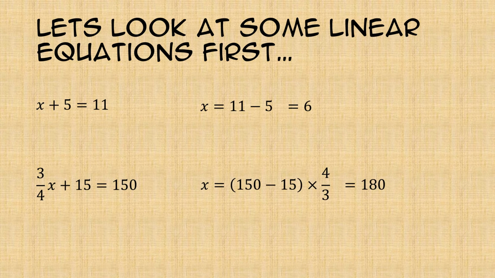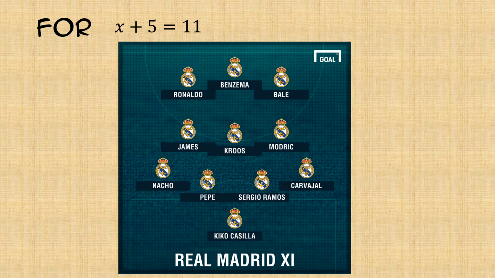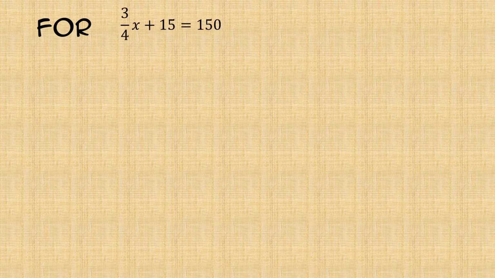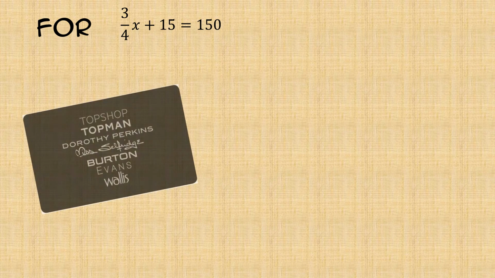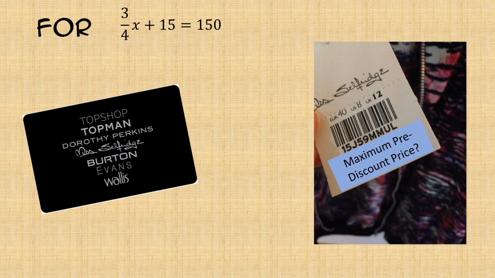Easy. In solving these equations, we are actually answering questions such as: there is a football team with 5 players in it. How many additional players are needed for there to be 11 players in total? Or, I had 150 ringgit in my wallet and need at least 15 to spend on my lunch. Now I'm going to buy some clothes from the store, which will give me a 25% discount on any product I buy because I am a member. What is the highest pre-discount price I can afford?